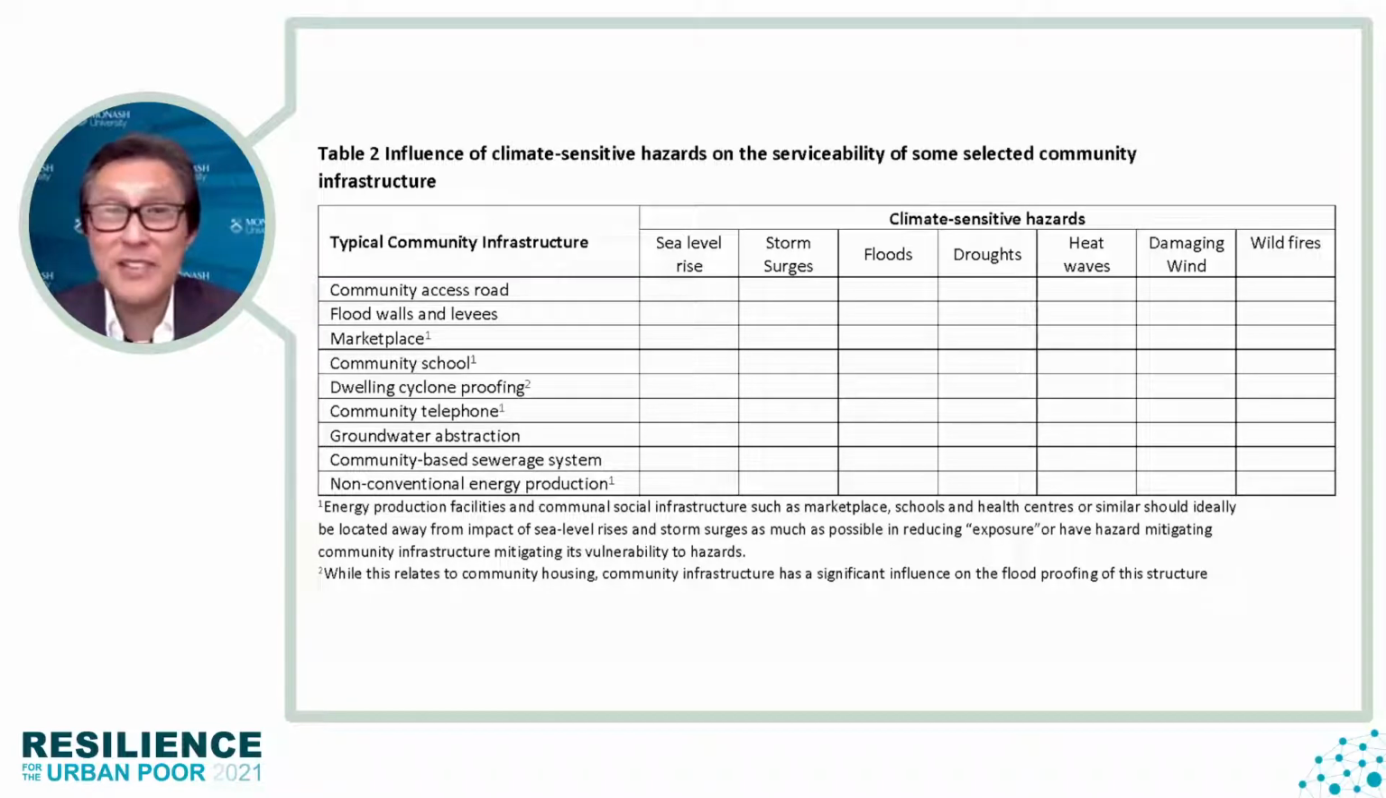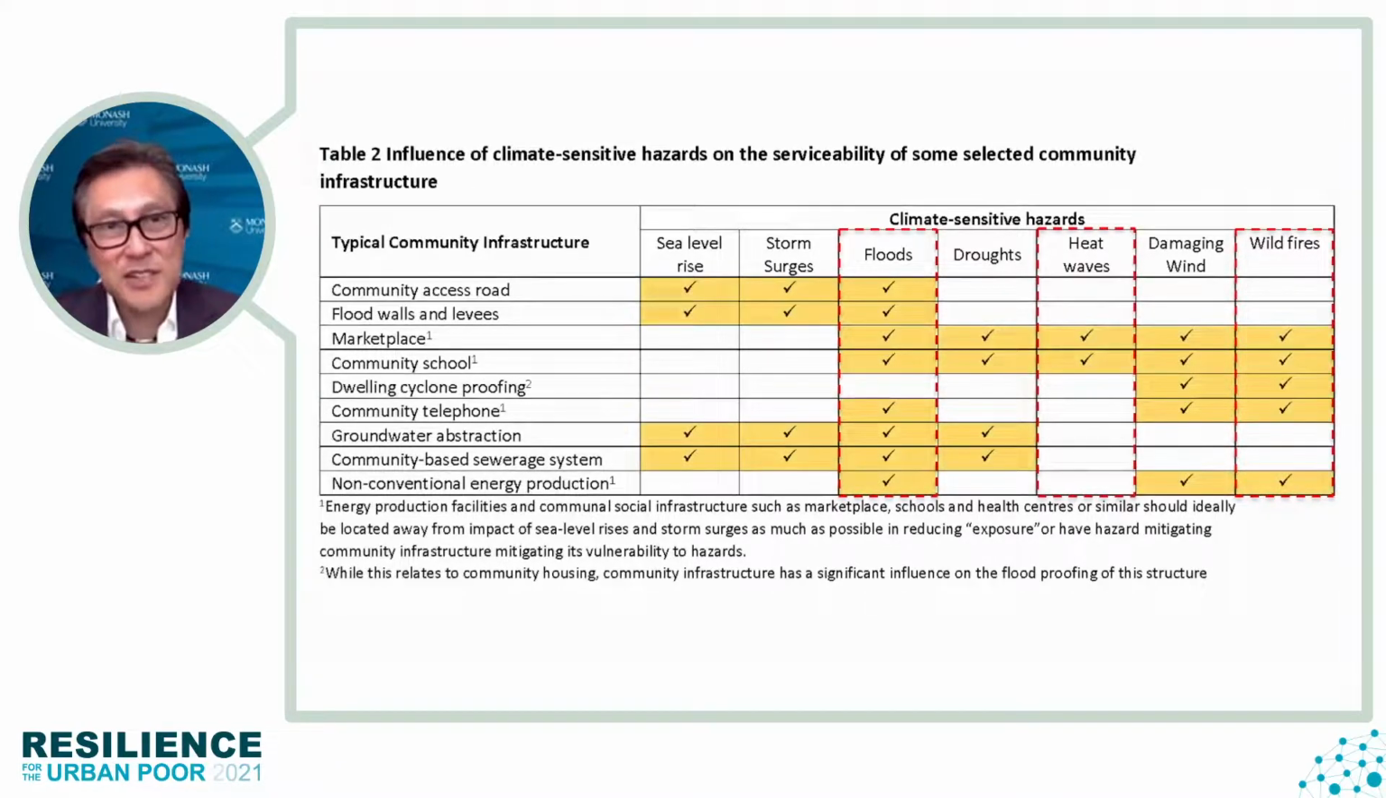In fact, you may find that all of these climate sensitive hazards may have a relevance and influence in one form or another to the community infrastructure that you have, in terms of wildfire, floods, and heat wave. But this is typically what we think would occur. Floods do influence a lot of our community infrastructure, but don't be too concerned if you don't get it right.